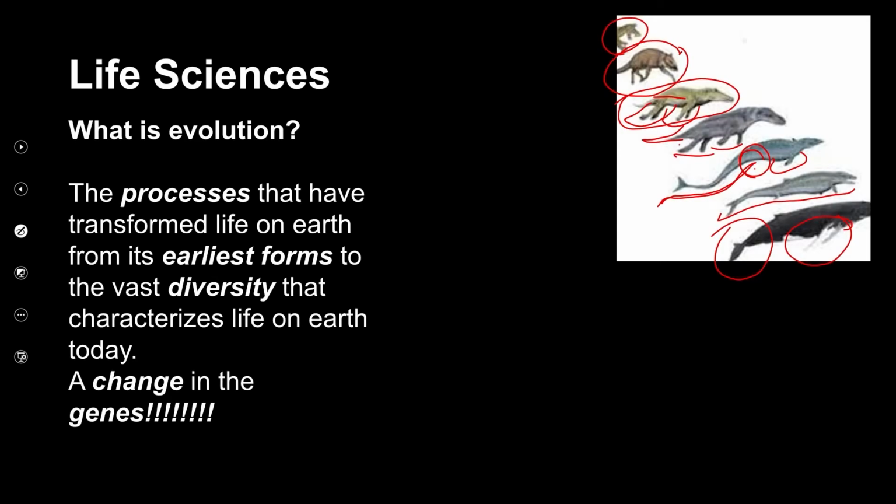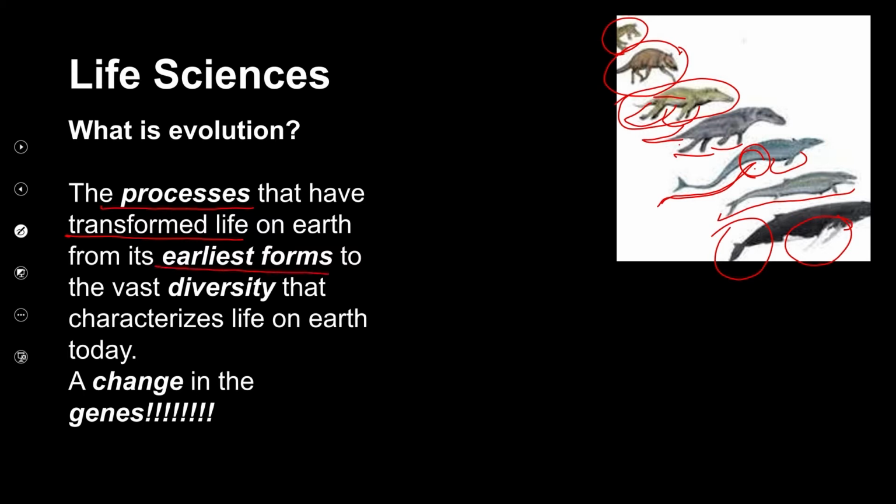Okay, so let's have a look at the concept, and basically what evolution is: it's processes that take place. And during those processes, as I said, we have genetic mutations that occur, and they then change or transform life from what it was in its earliest forms.